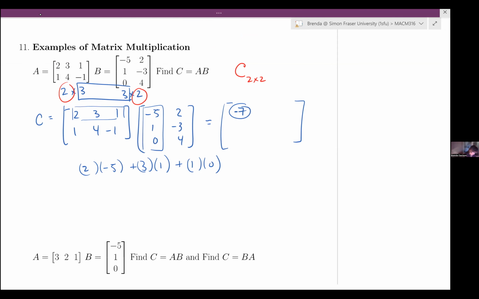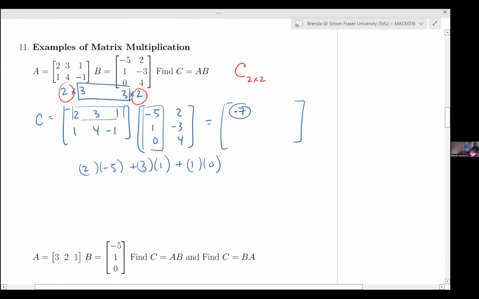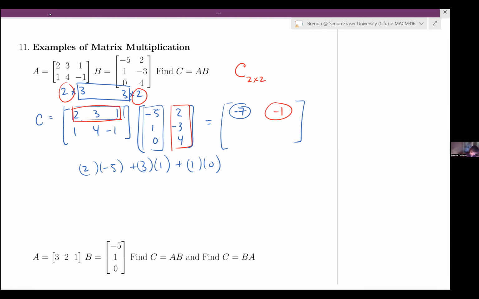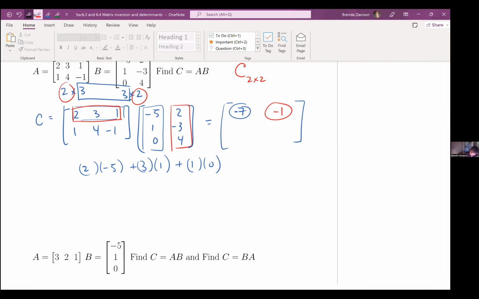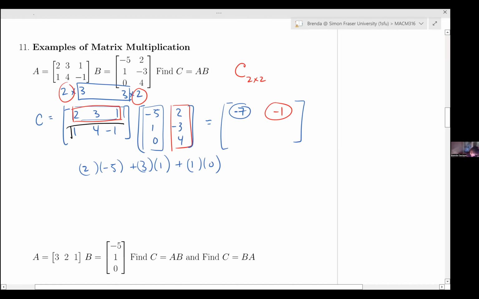Now I take the dot product of the first row with the second column, and then that entry is going to go right here. So that becomes 2 times 2, that's 4, minus 9, 4 minus 9, minus 5, plus 4, minus 1. This entry is minus 1. Okay, and then I go for the next one. I take the dot product of the second row times the first column.